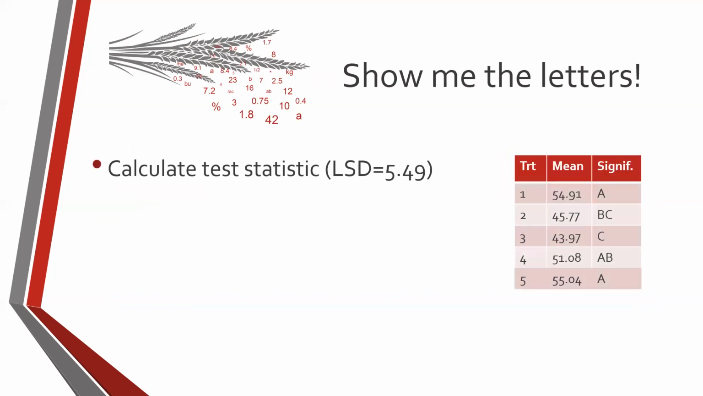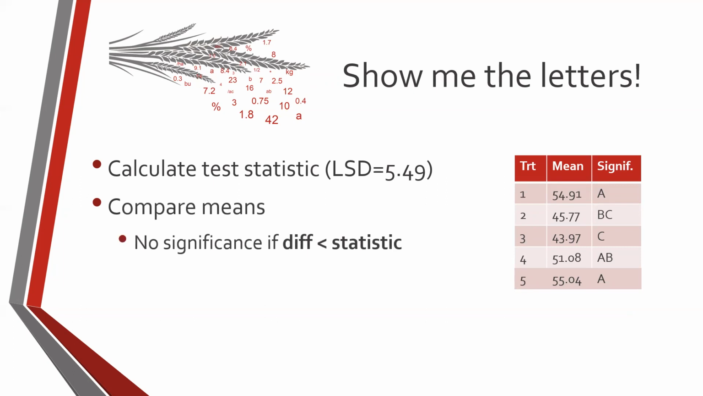So let's quickly run through an example of how a mean comparison test works. The specifics for each test vary a little bit in how things are done, but the basic concept really is the same for each of them. So the first step is to calculate a test statistic to perform the comparison of means. In our case, we'll just do LSD, and that LSD value here is 5.49 for this data at least.